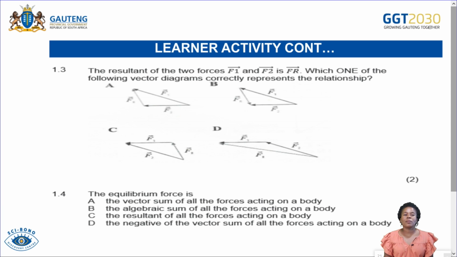1.4, the equilibrium force is the vector sum of all the forces acting onto the body, the algebraic sum of all the forces acting onto the body, the resultant of all the forces acting on the body, or is it the negative of the vector sum of all the forces that are acting on the body? What is an equilibrium force? How do we find this equilibrium force is what we're testing you on.